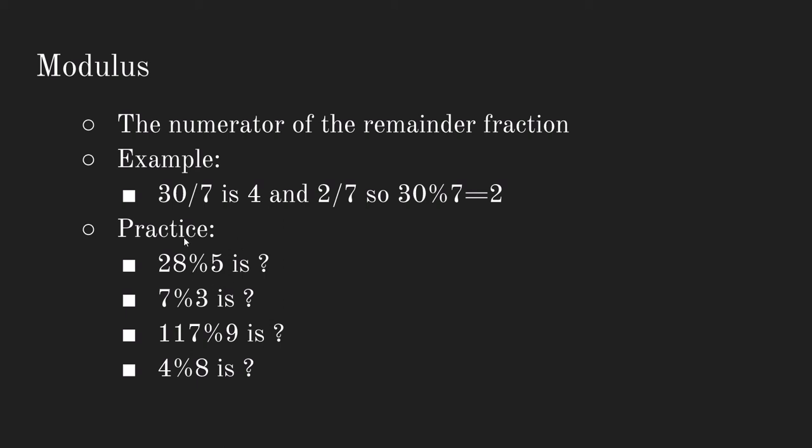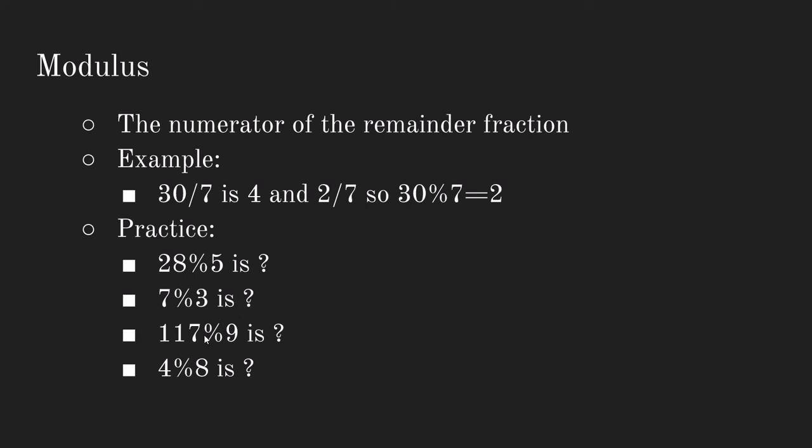Alright, let's go over the answers. First of all, 28 modulus 5. The closest value that can be divided by 5 is 25. So the remainder would be 3/5. So this is 5 and 3/5, and since 3/5 is the remainder fraction, you want to get the numerator. So 28 modulus 5 is 3. 7 modulus 3 is 2 and 1/3. So the remainder is 1/3, and therefore 7 modulus 3 is 1.